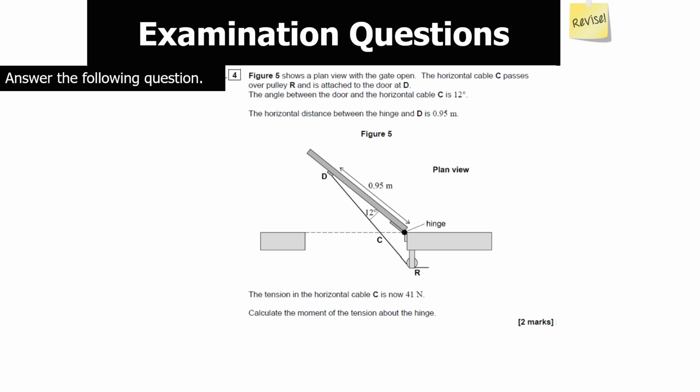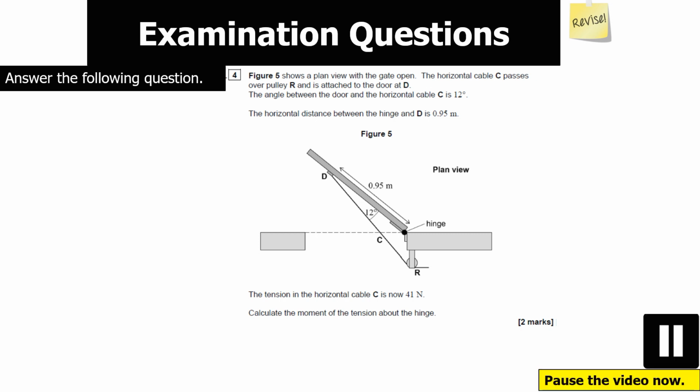Now the next question says, figure 5 shows a plan view with the gate open. The horizontal cable C passes over pulley R and is attached to the door at D. The angle between the door and the horizontal cable C is 12 degrees. The horizontal distance between the hinge and D is 0.95 meters. The tension in the horizontal cable C is now 41 newtons. Calculate the moment of the tension about the hinge. So pause the video now, then unpause the video when you want to go through your answer.